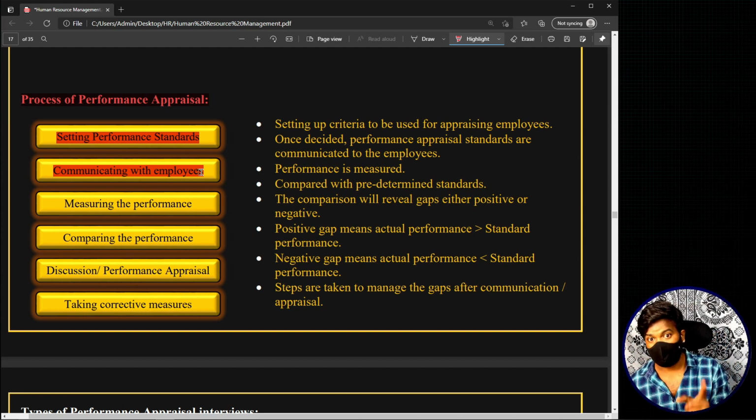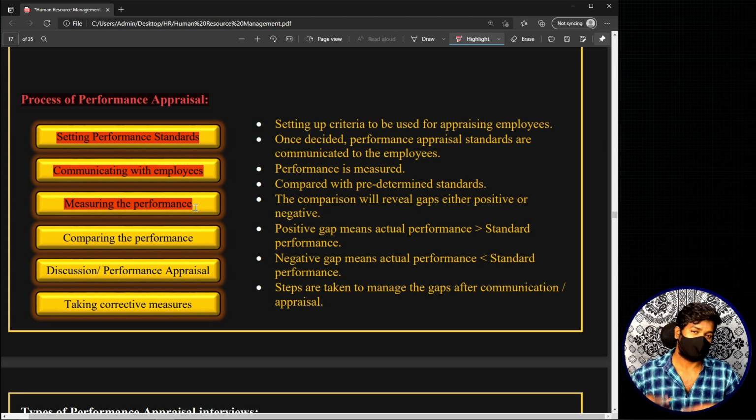Now the first step in performance appraisal procedure is setting the performance standards and then communicating them with employees. Once the performance standards or expected levels of performance are communicated to the employee, what happens? They start working, right? Now the third thing is measuring the performance. That means ongoing performance takes place, and then you measure the performance, and then you compare the performance.